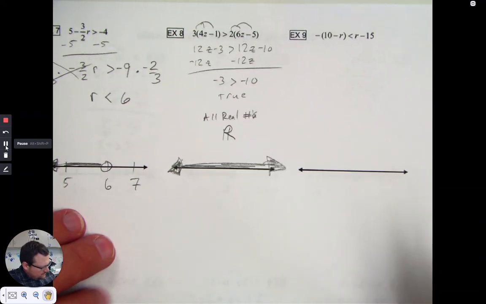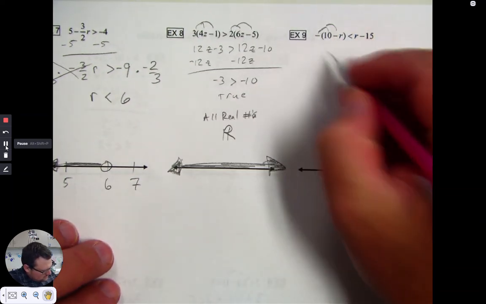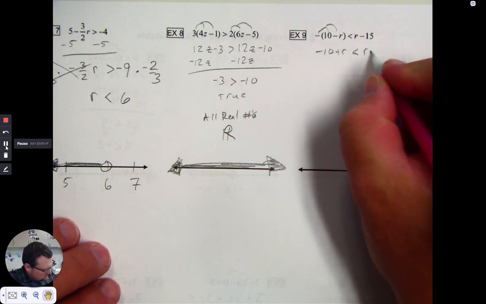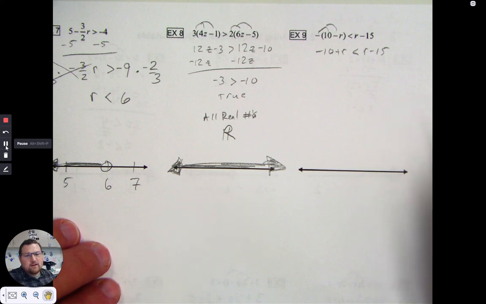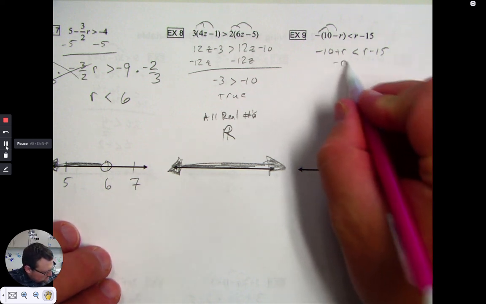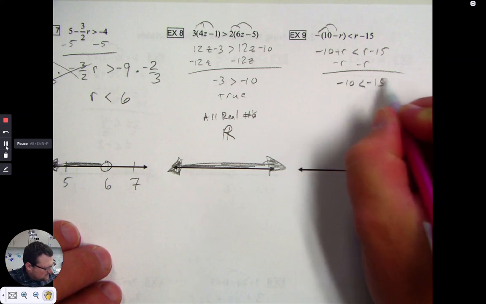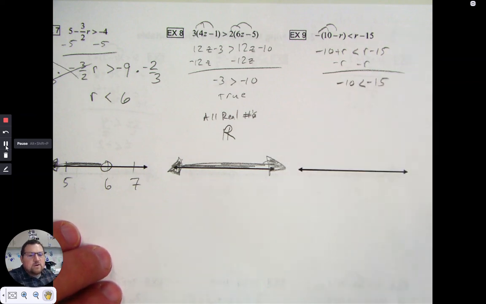Okay, on to the next one. Again, we have to distribute first. So this is negative 10 plus R is less than R minus 15. We want to get our R's on the same side. So we're going to subtract R from both sides. And that gives me a negative 10 is less than a negative 15.